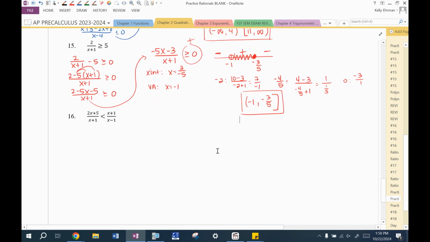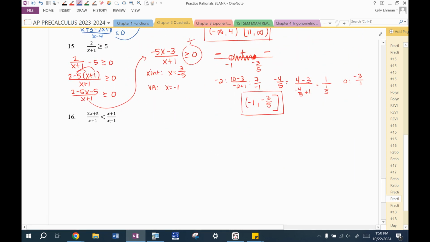Last problem. Again, you cannot cross multiply and clear out fractions. So instead, we subtract the fraction from the right side over to the left side. So now this is less than 0. And we set up a common denominator. So the common denominator is x plus 1 times x minus 1. 2x plus 5 will get multiplied by the other denominator, x minus 1. Minus parentheses, x plus 1 will get multiplied by x plus 1. Because it was missing, it had the x minus 1.